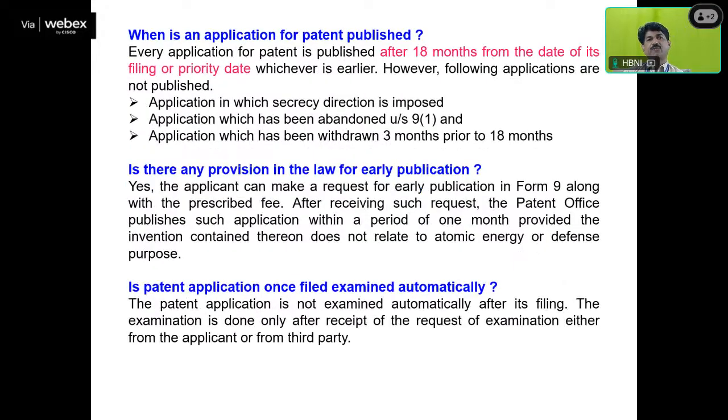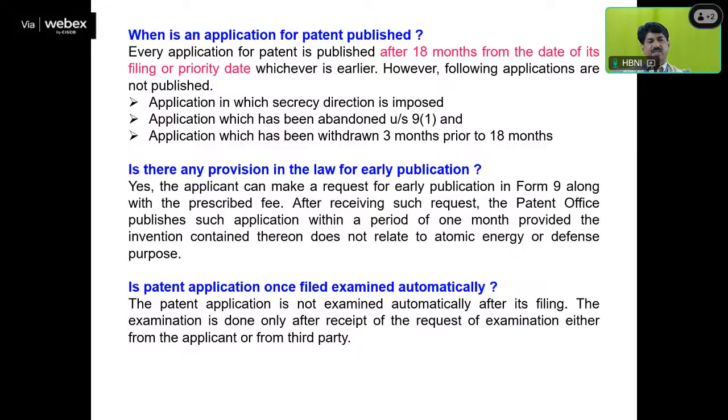Next, we'll see when the application for a patent is published. Every application for a patent is published after 18 months from the date of its filing or priority date, whichever is earlier. However, the following applications are not published, like an application in which a secrecy direction is imposed. If secrecy is imposed, that is not published.